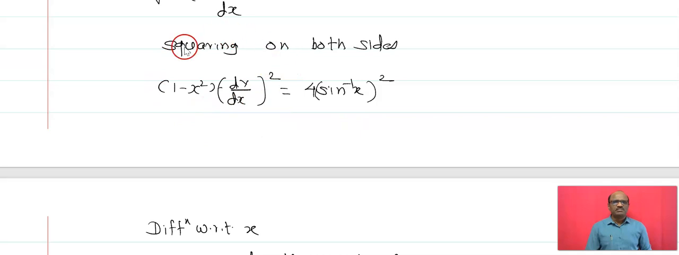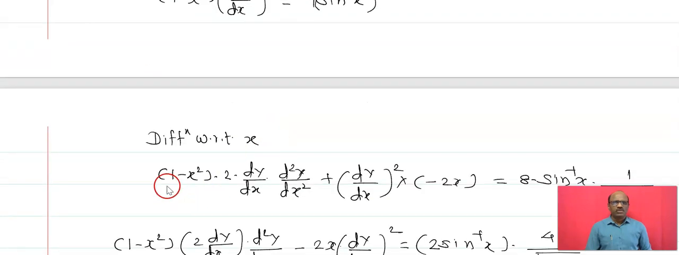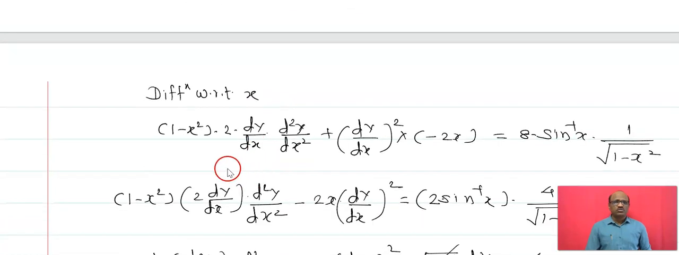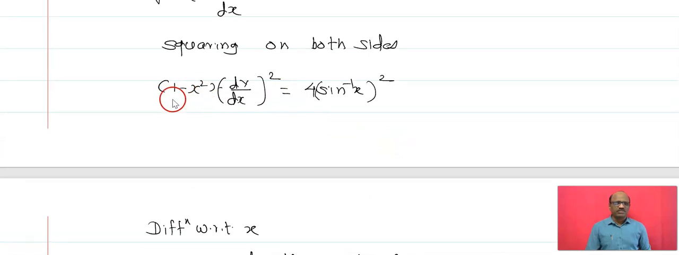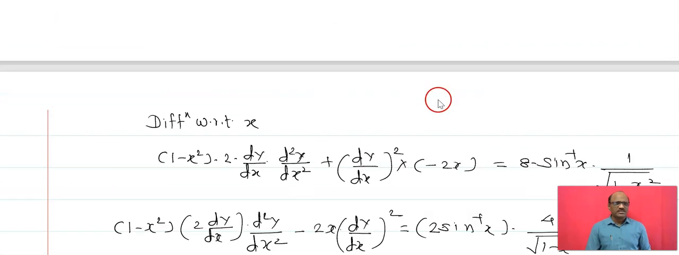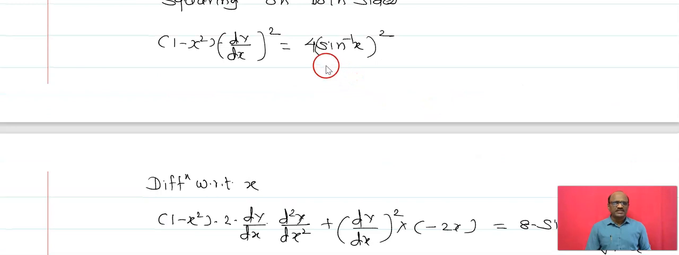On the left hand side, we will apply the product rule. Now keep the bracket 1 minus x square, and the derivative of dy by dx whole square, it's a power function, that is 2 into dy by dx, and again the derivative of dy by dx is d2y by dx square, it's a composite again. Plus, keep the dy by dx whole square as it is, and then find the derivative of 1 minus x square. The derivative of 1 is 0 and of x square is minus 2x. And on the right hand side, that is 4 sine inverse of x whole square.